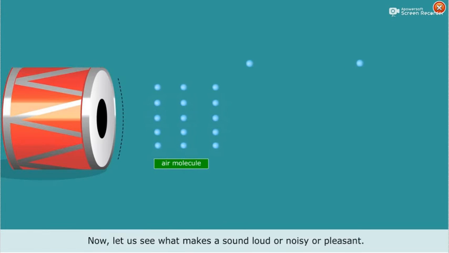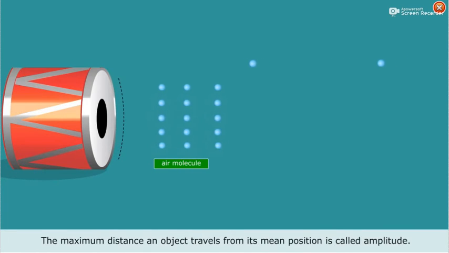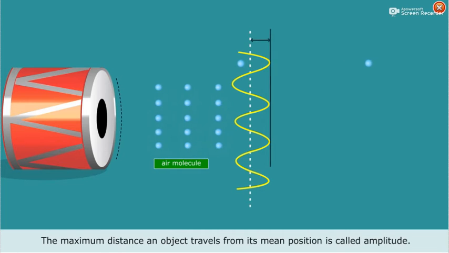Now let us see what makes a sound loud or noisy or pleasant. The vibrations or oscillations have certain characteristics. The maximum distance an object travels from its mean position is called amplitude.